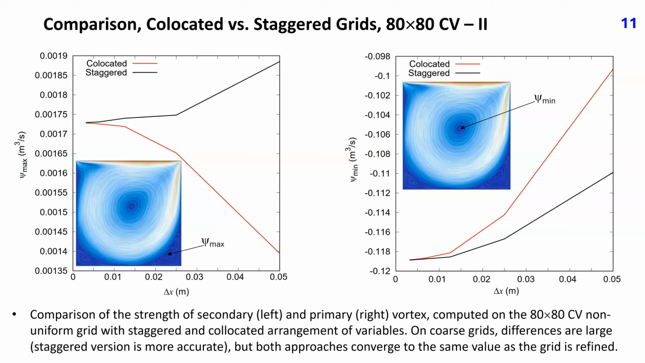Results from computations with both variable arrangements converge toward the same value, but we see that on coarser grids the staggered arrangement leads to a higher accuracy. The plot on the left shows the results for the strength of the secondary vortex. Here the values are reducing with grid refinement in the case of a staggered arrangement, while they are increasing in the case of a collocated arrangement. The results are in both cases converging toward the same grid-independent value. Errors are significant on the two coarser grids. From 80 by 80 grid onward, the errors are very small.